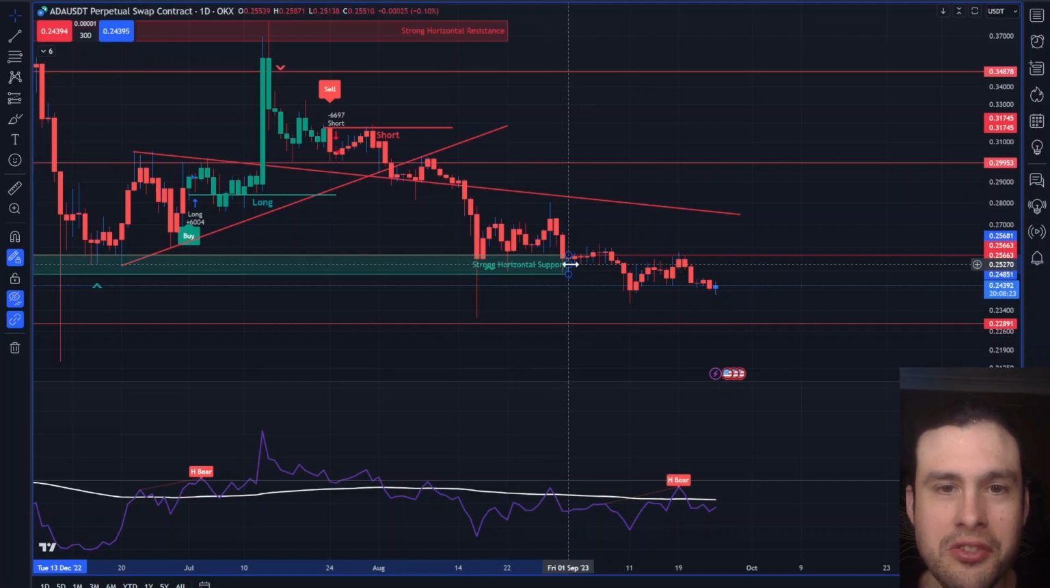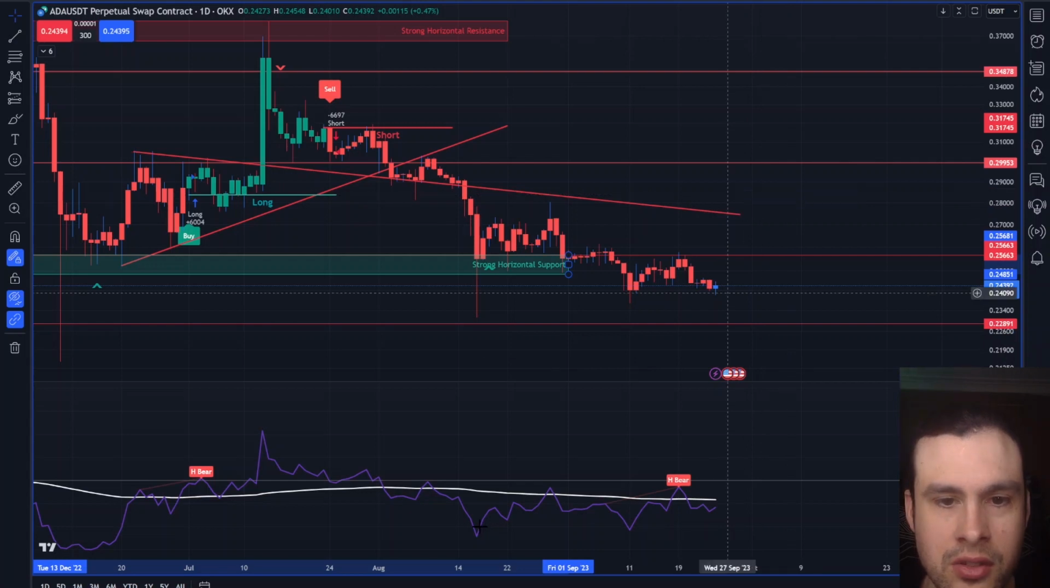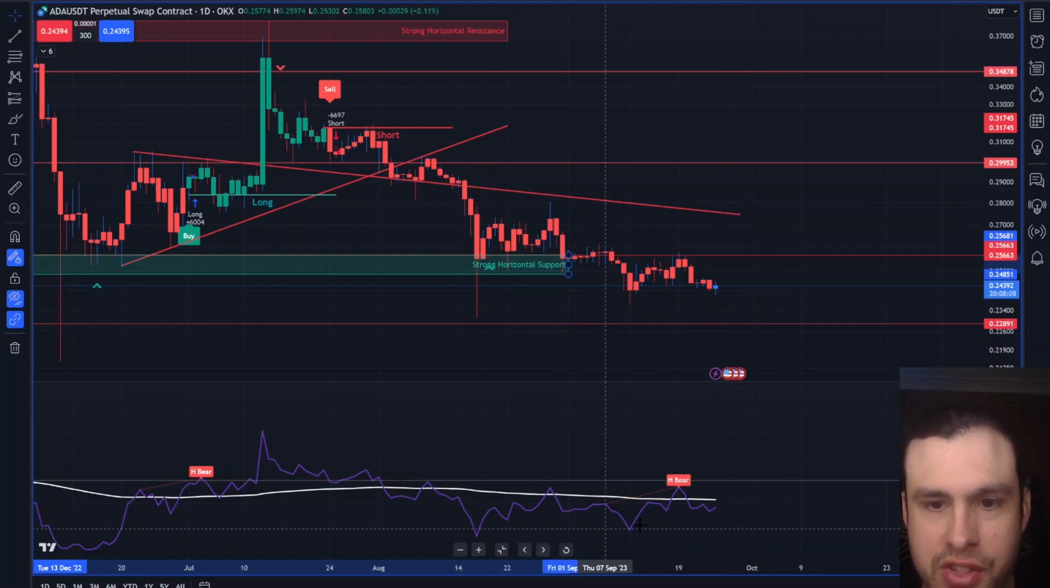So I don't know if he's in a trade there, but if he is, he's pretty underwater. I don't know where he puts stop losses either. I don't know if he even uses them. So anyway, this one's in a short. No real signs of reversal. Don't really have much in the way of divergences on the RSI.